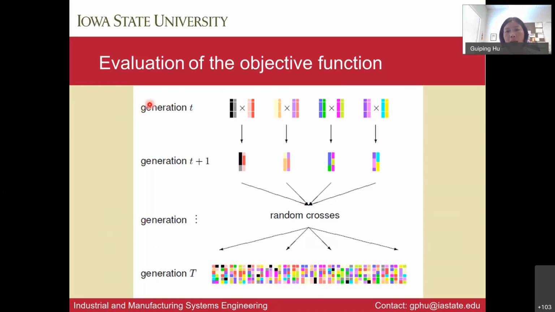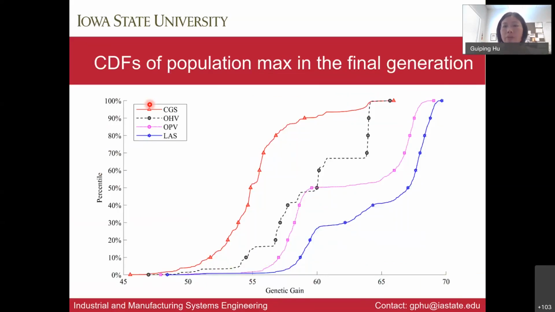Okay, so by doing that, as we'll see over here, it can actually balance the trade-off between the current gain and also future gain. This curve shows the cumulative distribution function of the 4 algorithms. The red one is the conventional genomic selection, and the black one is the OHV, optimal haploid value. The pink one is another paper that was published earlier in our group. It's called OPV, optimal population value. And then the LAS is the look-ahead selection. I want to explain this chart real quick.